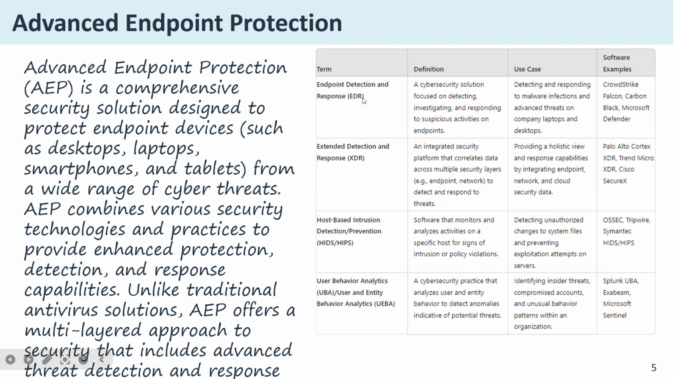I have noted some options. If you want to use an endpoint detection and response, you can use CrowdStrike Falcon. You can use Carbon Black. You can use Microsoft Defender. If you want to go for XDR, you can go for Palo Alto. You could go for Trend. You could go for Cisco's SecureX.